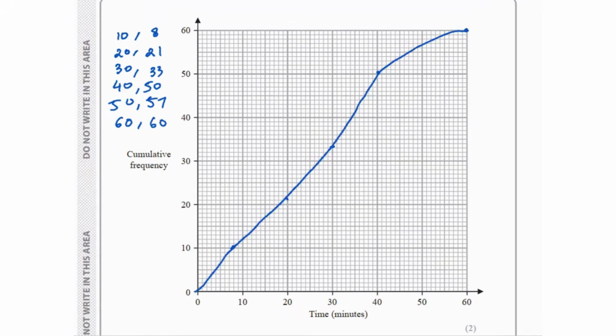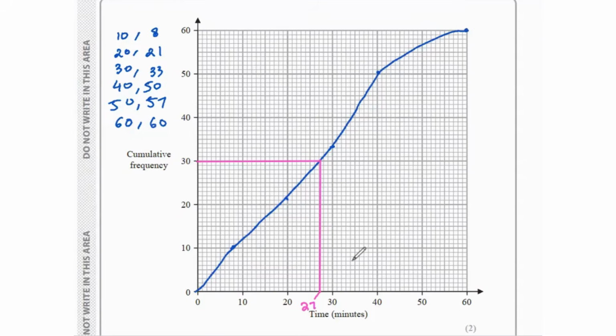For the median time, we draw a line from 30 towards the graph and see what our value is. So for me, it's coming out to be 27. Obviously, they'll give us a range of values because it's an estimate, so it can be different for everyone depending on how they have drawn their graph.